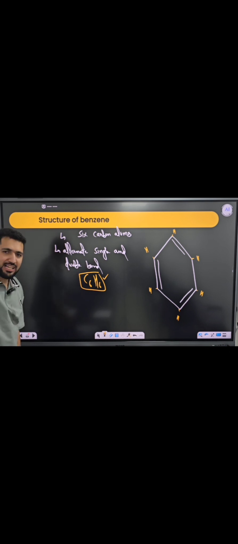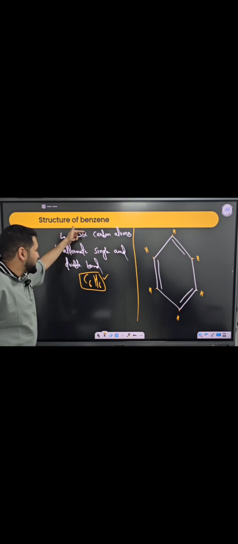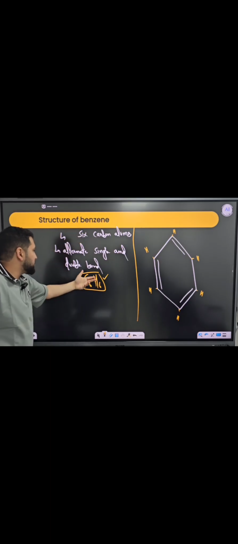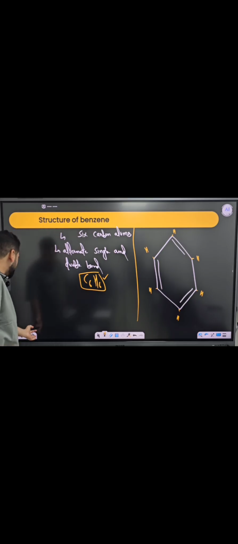So they can ask you to directly draw the structure of benzene in your examination. You can clearly draw. It's an aromatic compound. At the same time, guys, it has 6 carbon atoms and it has 6 hydrogen atoms. It contains alternate single and double bonds. Clear? Done? Let's now move ahead.